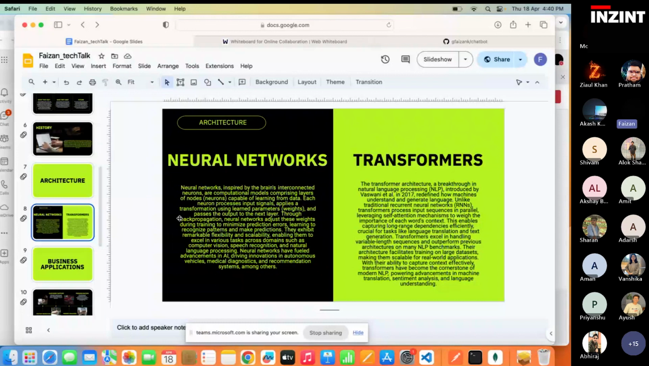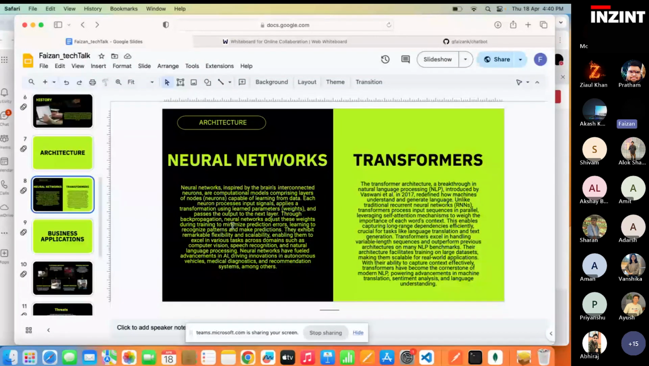Okay. So we'll discuss more about neural networks and transformers, as I have told earlier as well. Neural networks, inspired by the brain's interconnected neurons, are computational models comprising layers of nodes, and the nodes are comparable to neurons in real life, and these are capable of learning from data. This is what gives LLMs the power to train themselves and get better with time.